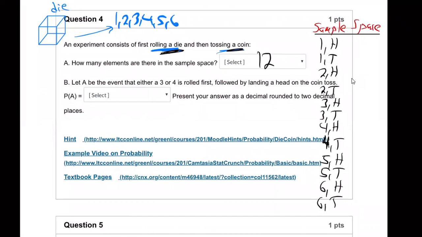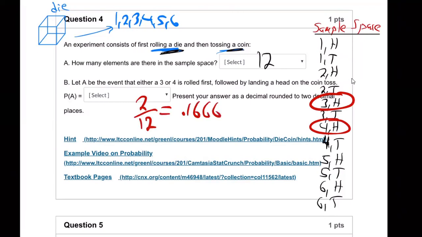All right, now let A be, so that's what they want there. How many elements in the sample space? 12. Let A be the event that either a 3 or 4 is rolled first, followed by a head. So let's just circle those. 3 or 4 first, followed by a head. So that'd be here and there, right? It's just those 2. It's going to be 2 out of 12. And then we divide that in the calculator, which comes out 0.1666 forever. They might round it to 0.17.